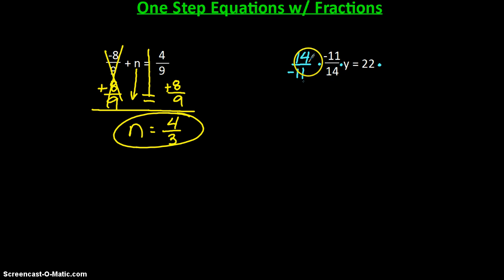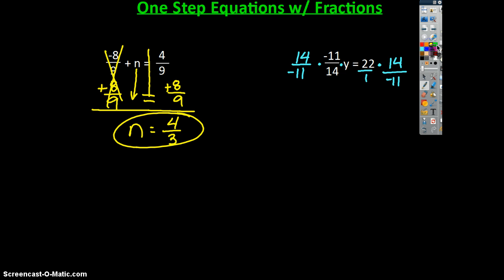On the other side, what we do to one side, we're going to do exactly to the other. So I'm going to write 14 over negative 11. And now, the last thing I must do is place this 1 underneath 22, because I can make any whole number a fraction by putting it over 1. From here is the fun stuff that I actually like.